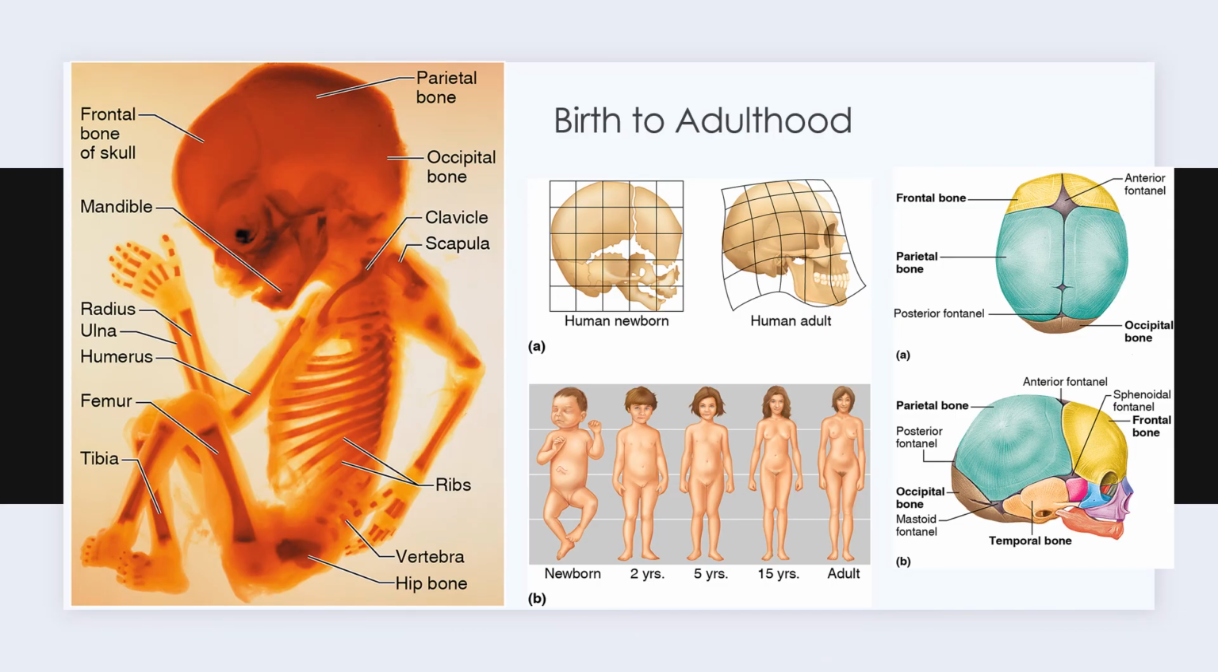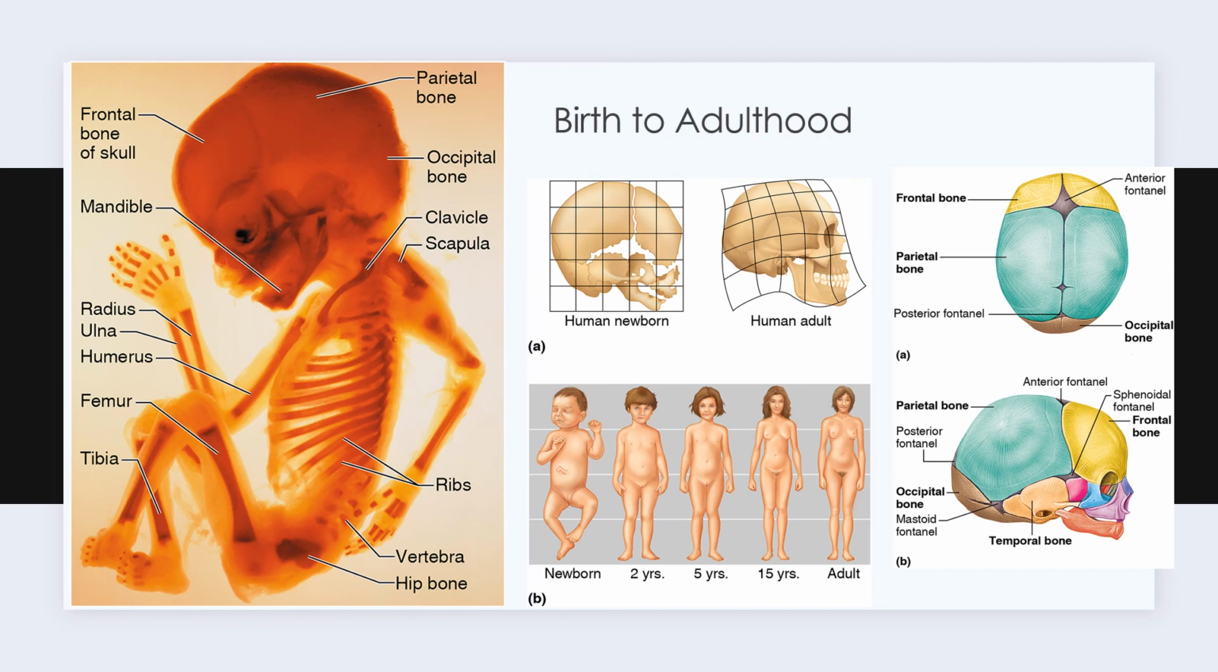So bone development before birth, and to adulthood. So all the way on the right, you can see an image of the fontanelles. So fibrous membranes connecting the cranial bones are called fontanelles. The rhythm of the baby's pulse can be felt in these soft spots. So this is a soft spot on a baby's head.